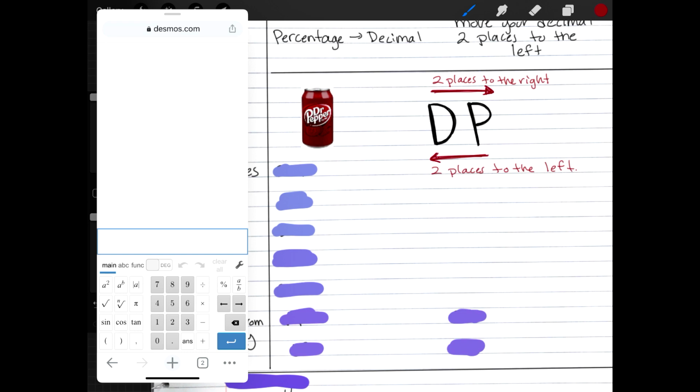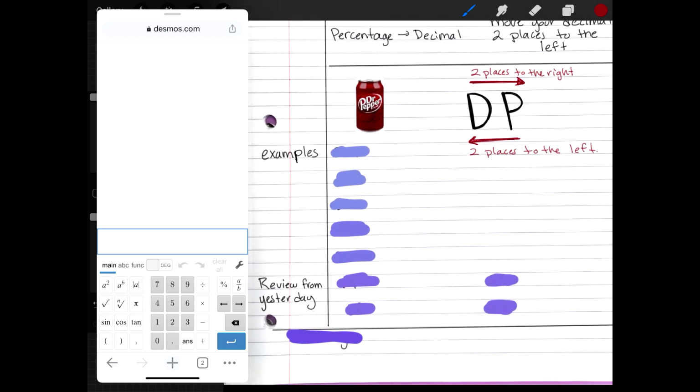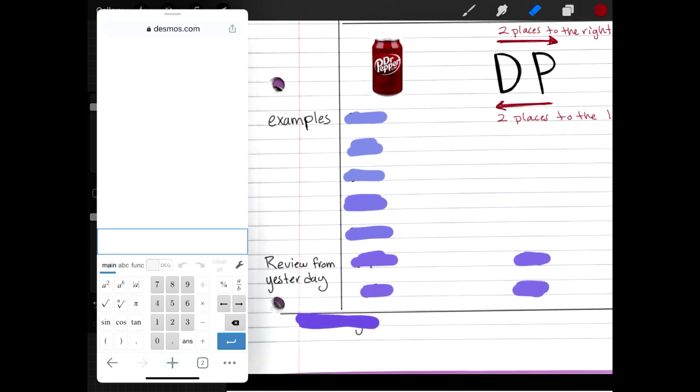Okay? And so you can use this method. You don't have to. I just really like it because it shows me that if I want to go from D to P, from decimal to percent, I go 2 places to the right. If I want to go from percent to decimal, I go 2 places to the left. Okay, so let's look at some examples.